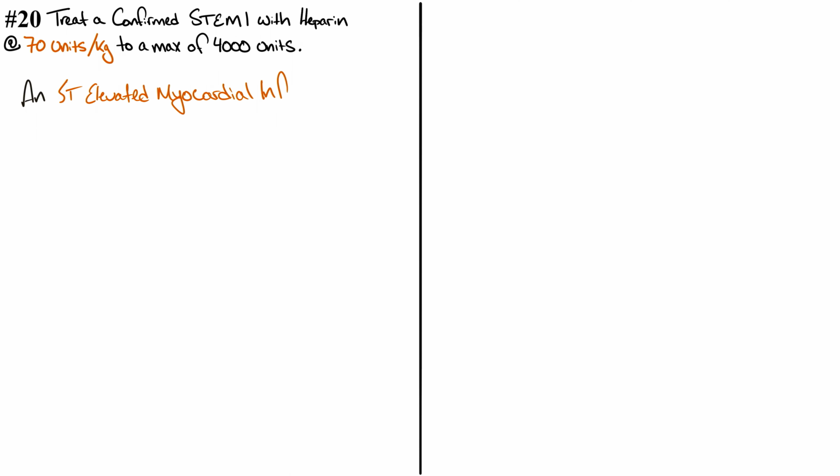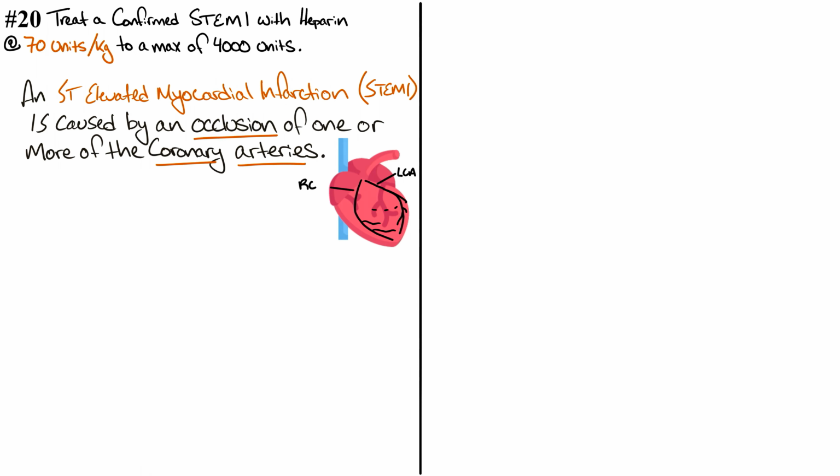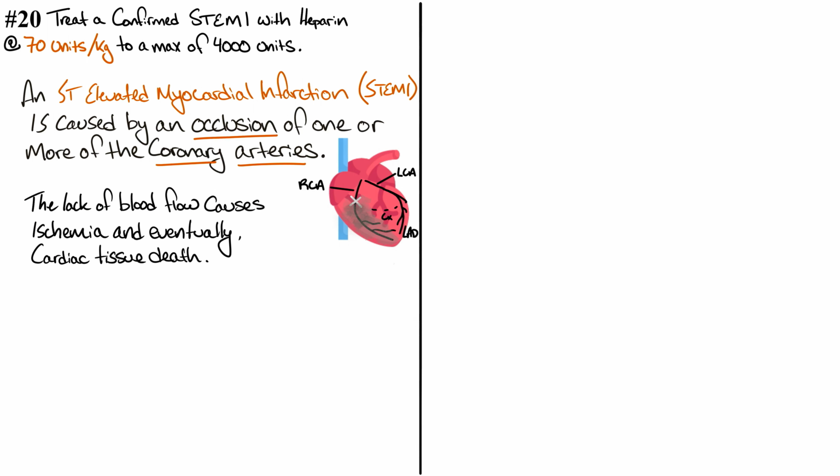Alright, moving on to the last question of this episode, question 20. When treating a confirmed STEMI, give heparin at a dose of 70 units per kilogram to a maximum of 4,000 units. An ST elevated myocardial infarction, or STEMI, is caused by an occlusion of one or more of the coronary arteries. The lack of blood flow causes ischemia and eventually cardiac tissue death.